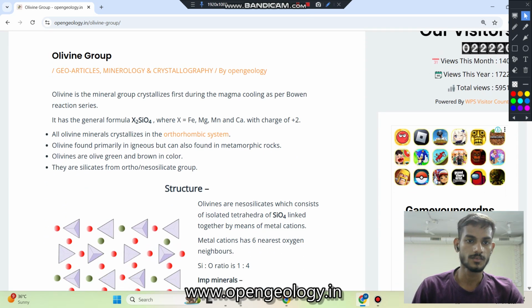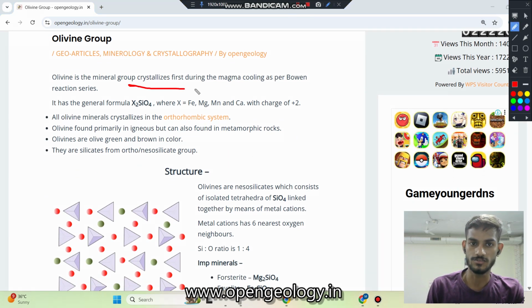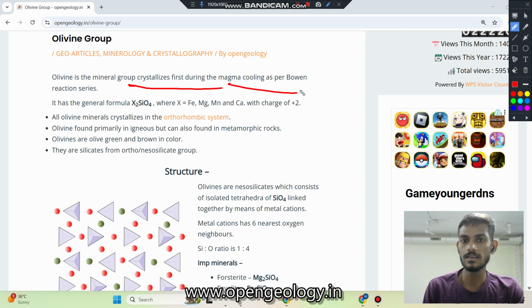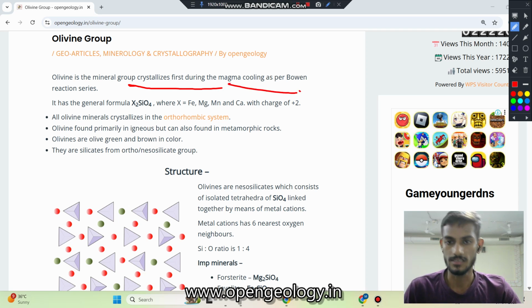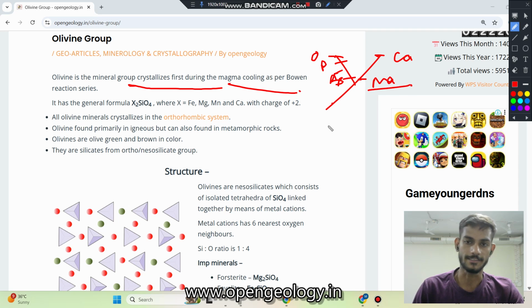Olivine group of minerals crystallize first during magma cooling as per the Bowen reaction series. As you know, Bowen's reaction series starts with the crystallization of olivine, pyroxene, amphibole, biotite, and here you have the calcic plagioclase and sodic plagioclase. So the first crystallization is olivine.